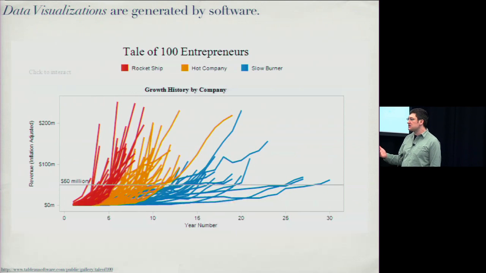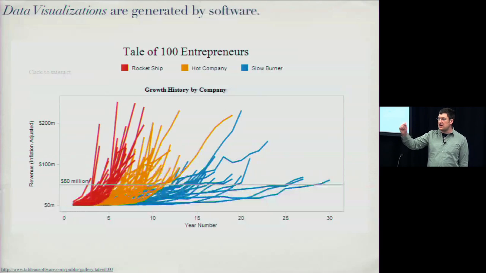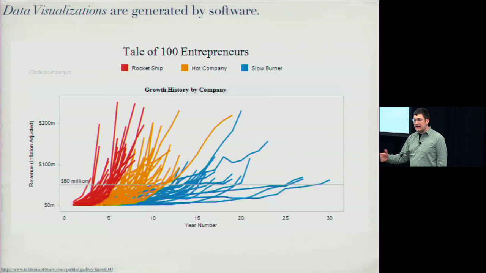It's not particularly rich in terms of the aesthetics. No individual had to go through there and draw every line or plot every point by hand or with a mouse in Illustrator or something like that. It's algorithmically laid out, and that's a useful thing because it means it does scale.